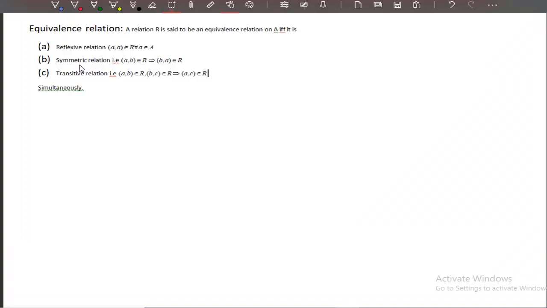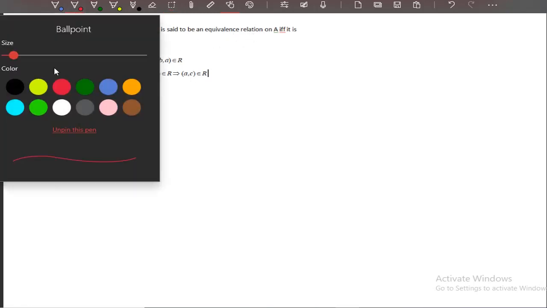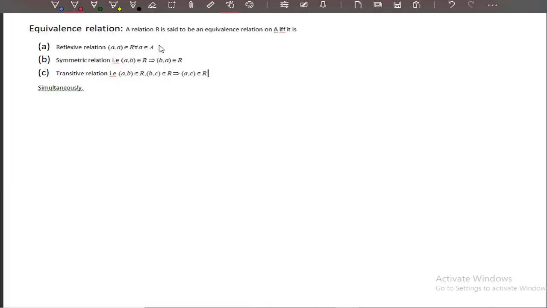Welcome back, student. Now, this is the equivalence relation. A relation R is said to be equivalence if it is a reflexive relation, a symmetric relation, and a transitive relation simultaneously. A relation should be reflexive, symmetric, and transitive at the same time.